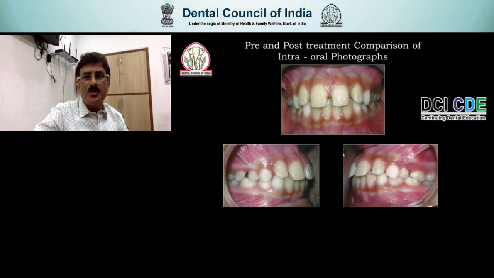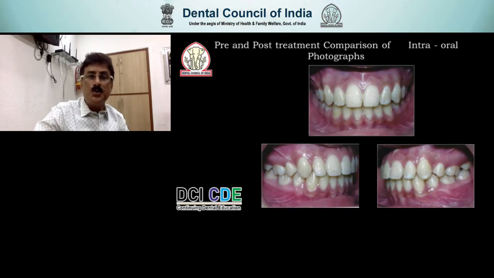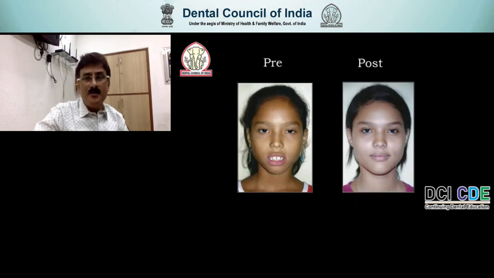Now that's the intraorals, and that's the post-treatment. So for reducing the protrusion, extractions were done. Naturally, when you want to retract, you have to extract. And that is where we finished with a normal overjet and overbite with class 1 molar and canine, and the arches aligned. And that's the comparison. We have achieved a proportionate face.